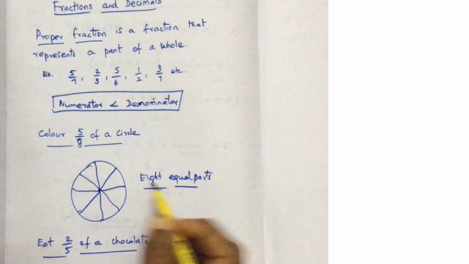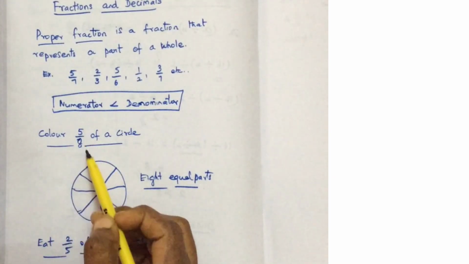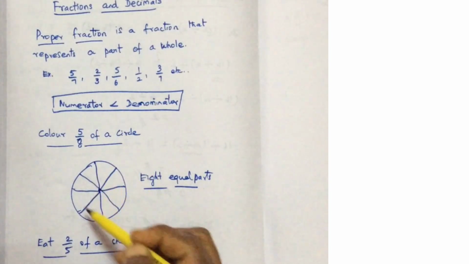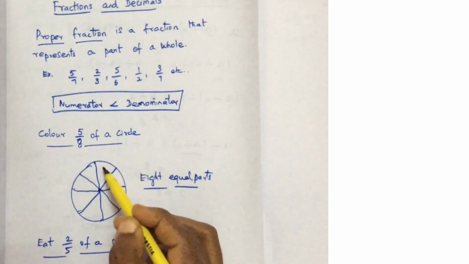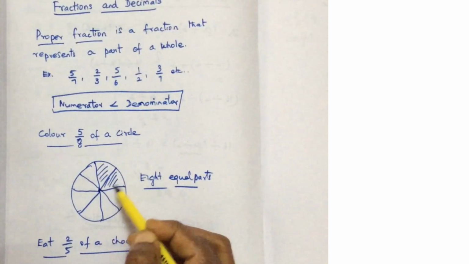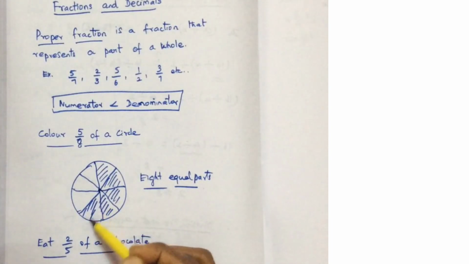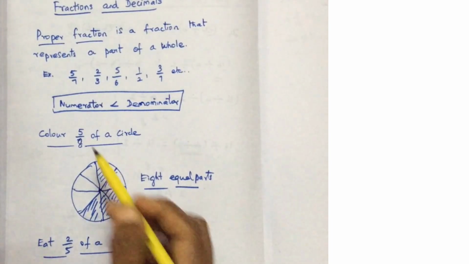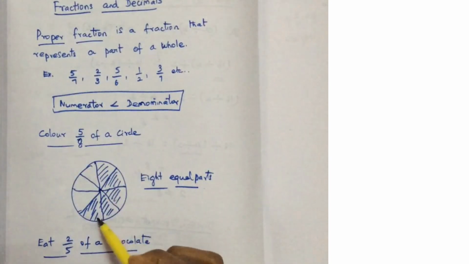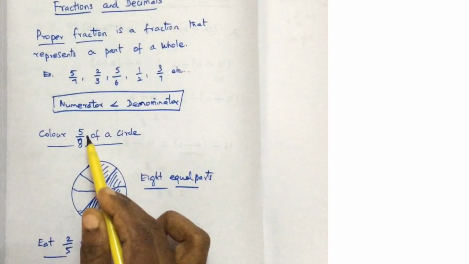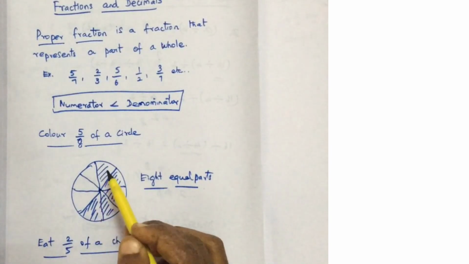The main thing is all the parts should be equal. So color 5 by 8 of a circle. Out of that 8, you have to color only 5. You can take any 5. 1, 2, 3, 4 and 5. So 5 by 8 means, out of the 8 parts, you are coloring 5 of them. This is what is meant by 5 by 8 of a circle. The main thing to note here is all the parts should be equal.